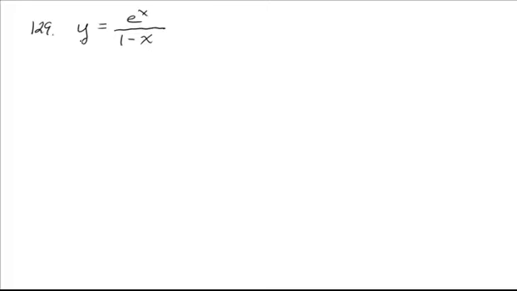We're taking the derivative of y equals e to the x over 1 minus x. We could write this as e to the x times (1 minus x) to the negative 1 and use a product rule with a chain rule, but I think in this case it's just cleaner to go straight to the quotient rule.